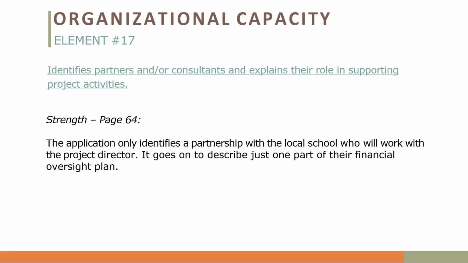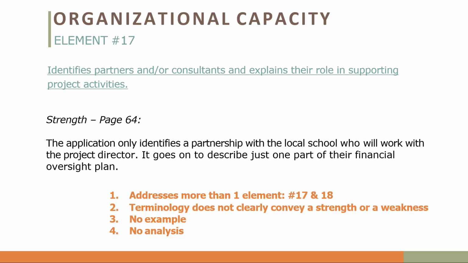Let's look at one more example for element number 17, on how well the application addressed partners in supporting roles. The panelist wrote a strength statement that says, the application only identifies a partnership with a local school who will work with the project director. It goes on to describe just one part of their financial oversight plan. However, this statement addresses 2 different elements, number 17 as well as 18.